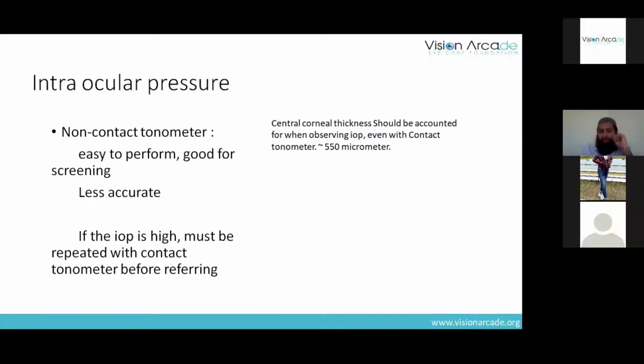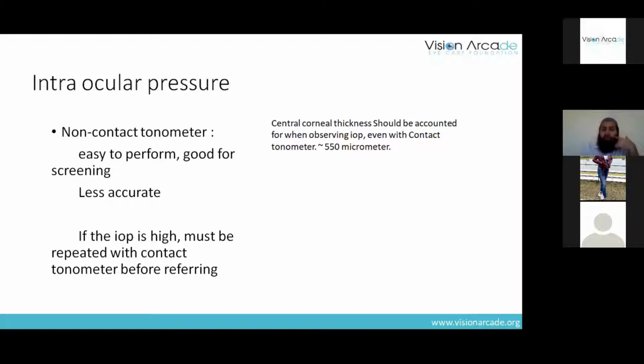I wrote less accurate, but I think that's a bold statement. I can't say it's less accurate, but of course it's not Goldmann. It's not the gold standard, but it's very good. And it gives you a good screening test, basically.